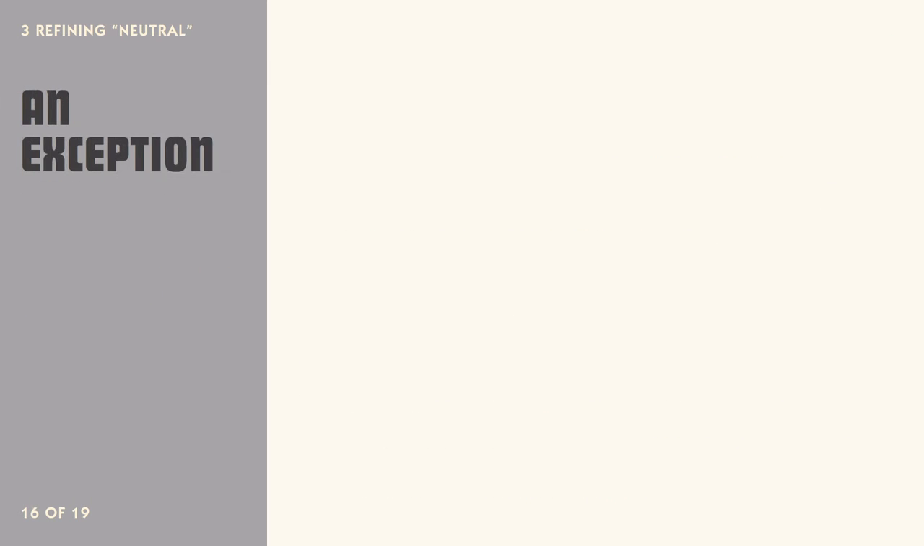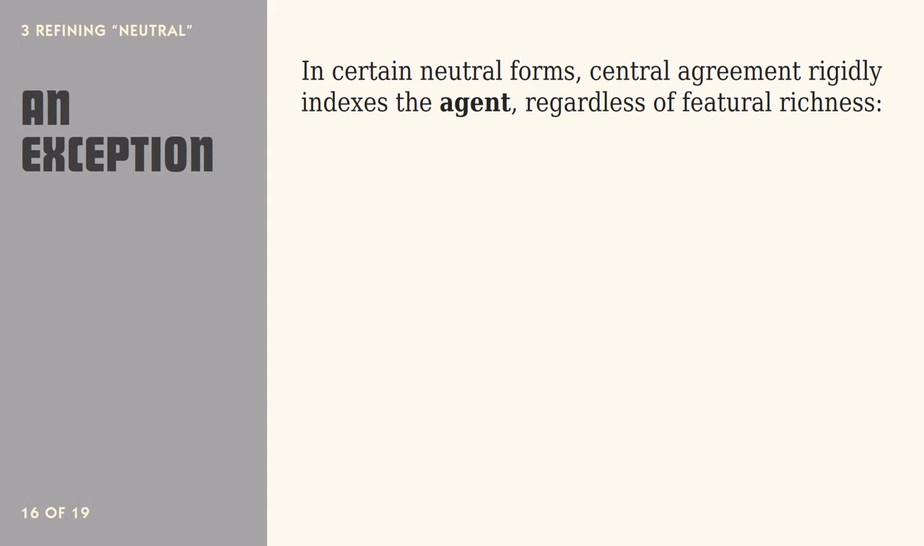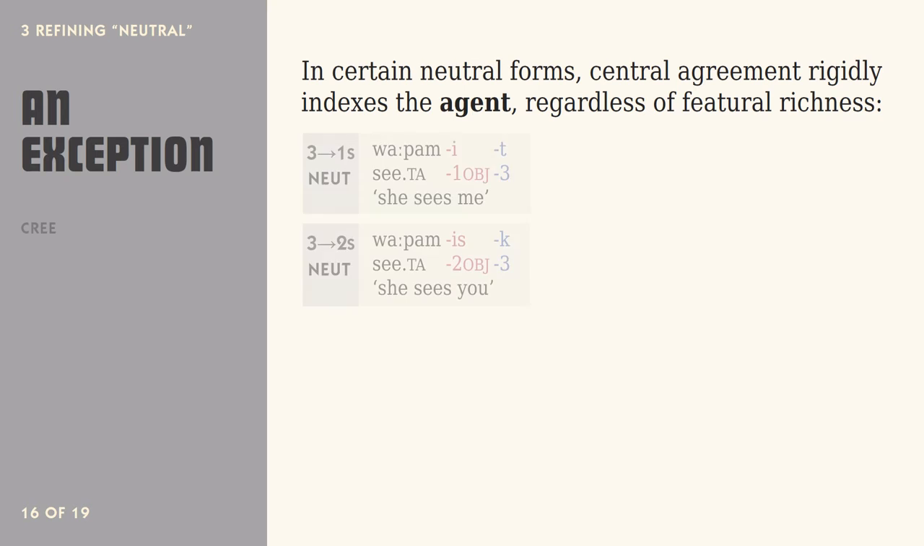There is, however, an exception to the competition analysis that I just proposed. It usually works, but there's a small set of neutral forms in which the central agreement actually rigidly indexes the agent, regardless of which argument has the richer features. We can see this exception in two contexts. It happens when third acts on first or second singular. She sees me, she sees you. Here it's actually the third person agent that gets indexed by the central suffix, not the first or second person, as we might expect on grounds of featural richness.